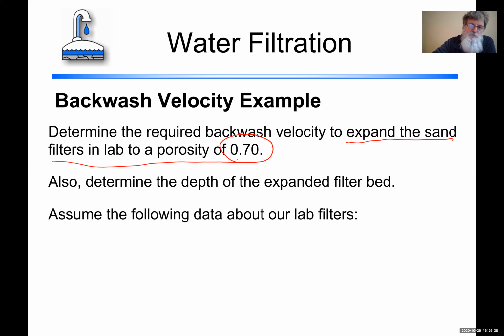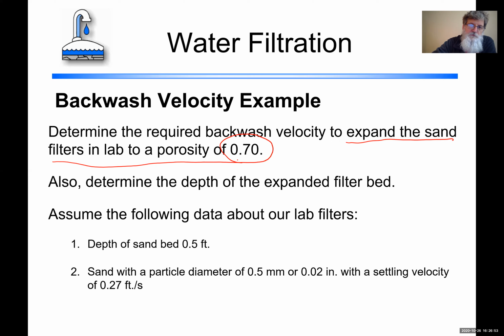So we're going to have some data, and we're going to apply these to what would have been our filters in lab. And I know from our filters in lab that we're using sand, and the sand was 6 inches or 0.5 feet. That's the original depth of the bed. And also, we've measured the sand particles, and they're about 0.5 millimeter typical size. And we've done some calculations and some measurements, and we've found that the settling velocity of our material is 0.27 feet per second. And the porosity originally is 0.35. So this is the original state, and you can see we're going to want to basically double that to 0.7.